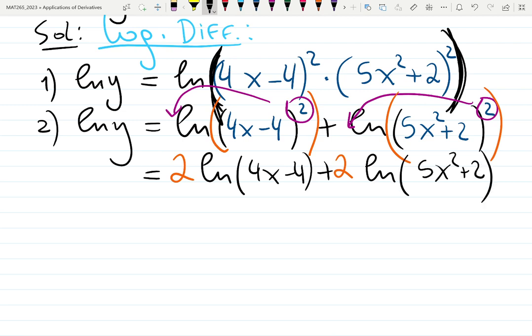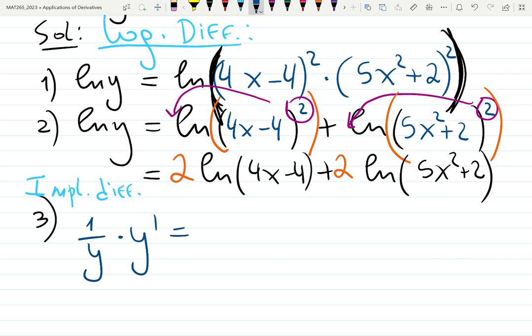And now you differentiate all of this. Perform implicit differentiation. Left-hand side gives you 1 over y times y prime. 1 over y times y prime. Do you understand why it's 1 over y times y prime? Derivative of ln y is 1 over y, and then times the function inside, y prime.